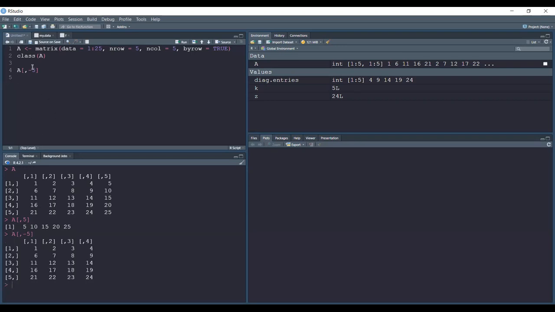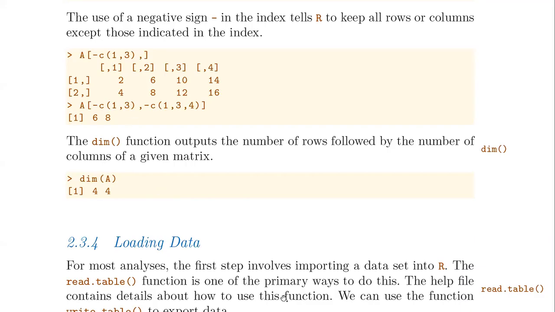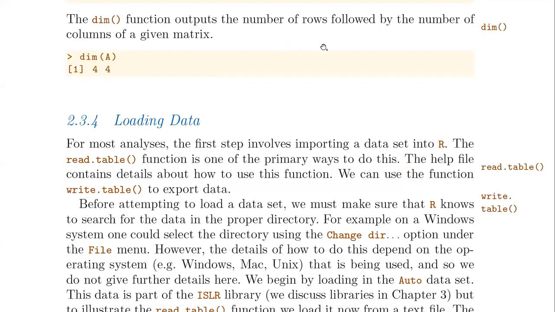So placing a negative, we're not referring to column -5. There's no such thing as column -5. However, in this context, the negative is interpreted as negation, so excluding, right? So now we're saying negate. I guess we need to go back to column A. Anyway, never mind. The dimension function outputs the number of rows followed by the number of columns of a given matrix. Let's go back over here.